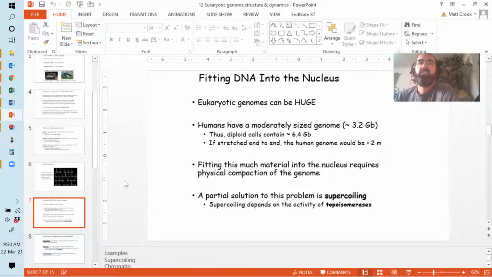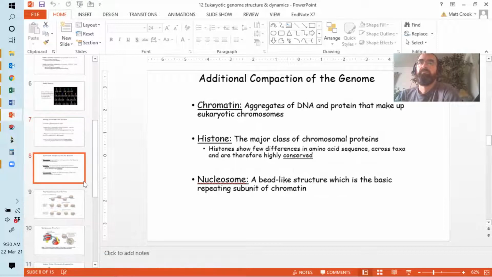And so there's a couple of ways around that. One is supercoiling, right? If you remember what we talked about in DNA replication about DNA gyrase and topoisomerase relieving supercoiling ahead of the replication fork, well, you can actually introduce it as well to basically coil the DNA up into a denser structure. And so the main workhorse in terms of fitting DNA into the nucleus.